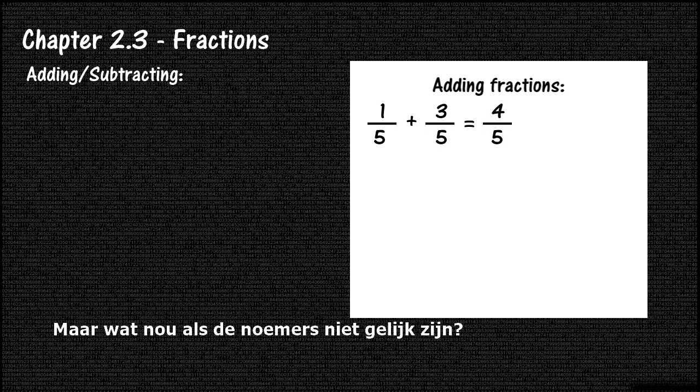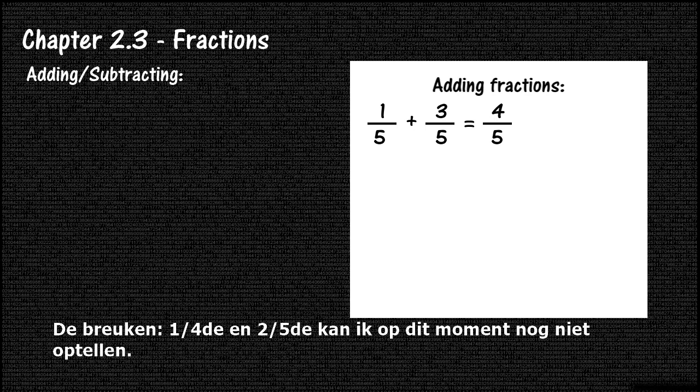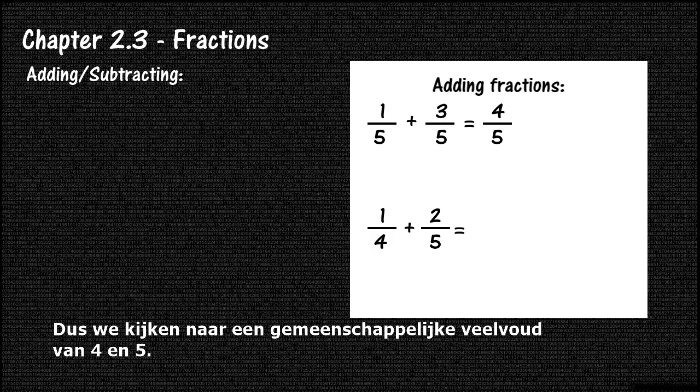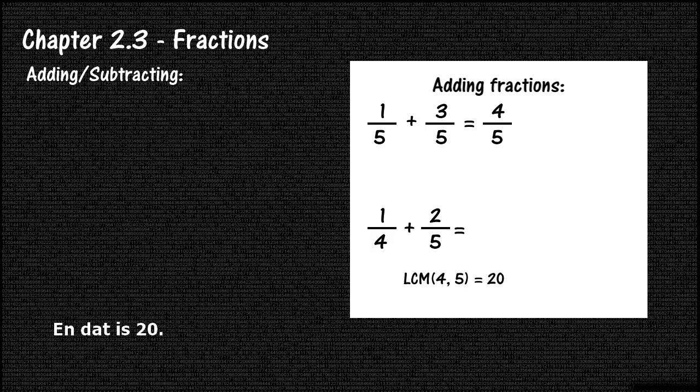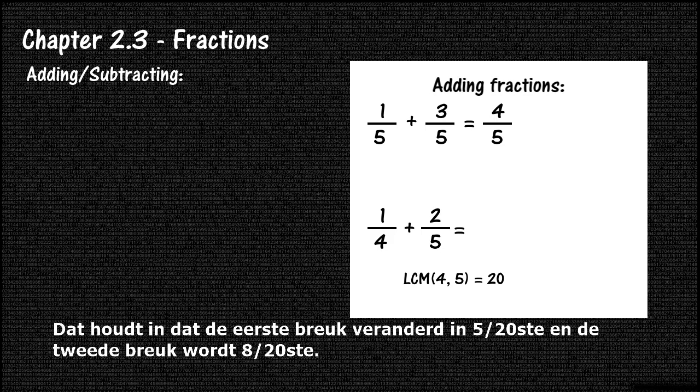Easy. But what if the denominators are not the same? That means you have to change the fraction by finding a common denominator. The fractions 1/4 and 2/5 cannot be added at this time. So we look for a common multiple of 4 and 5, which is 20. 40 is also a common multiple, but it's best to use the lowest common multiple. That means that the first fraction turns into 5/20 and the second fraction becomes 8/20.